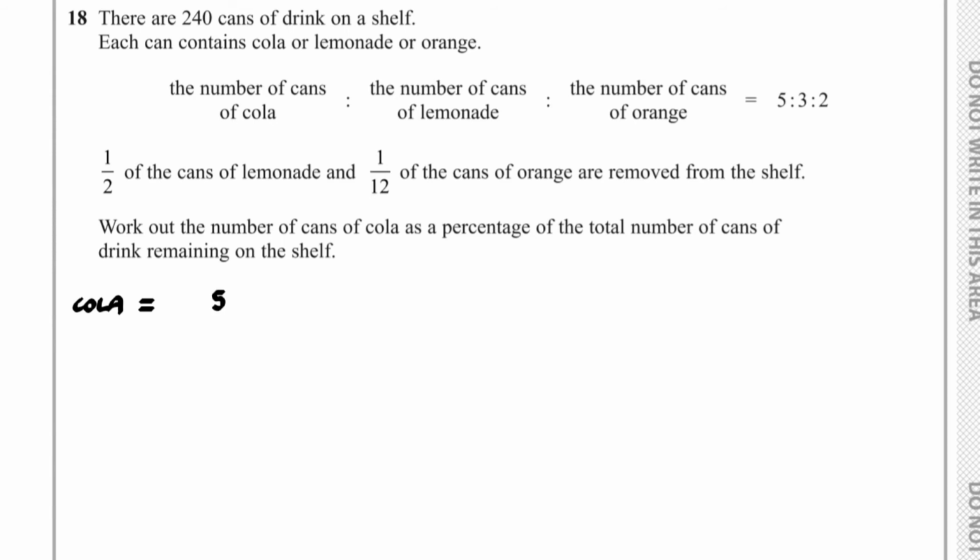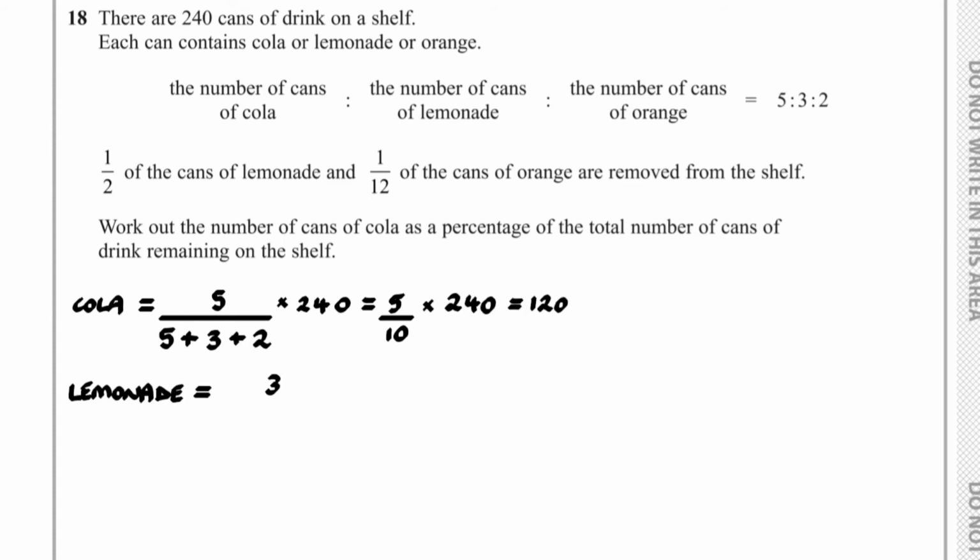Well, we've got 5 out of a total of 5 plus 3 plus 2. And then what we need to do is times this by 240. This will tell us the amount of cola we've got. So we've got 5/10 times 240, which is 120.